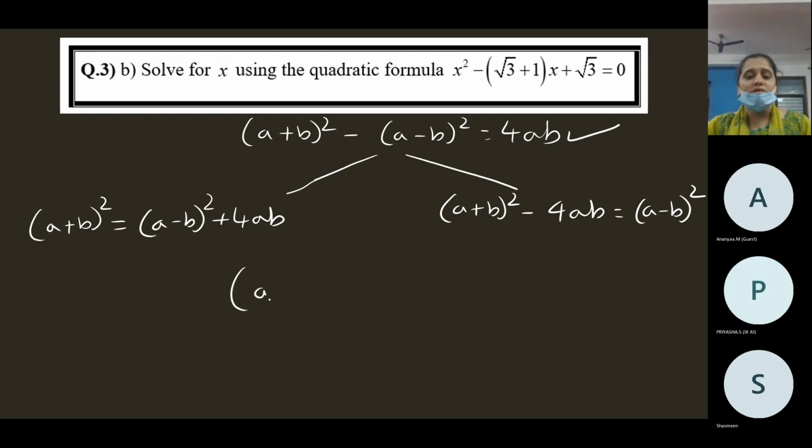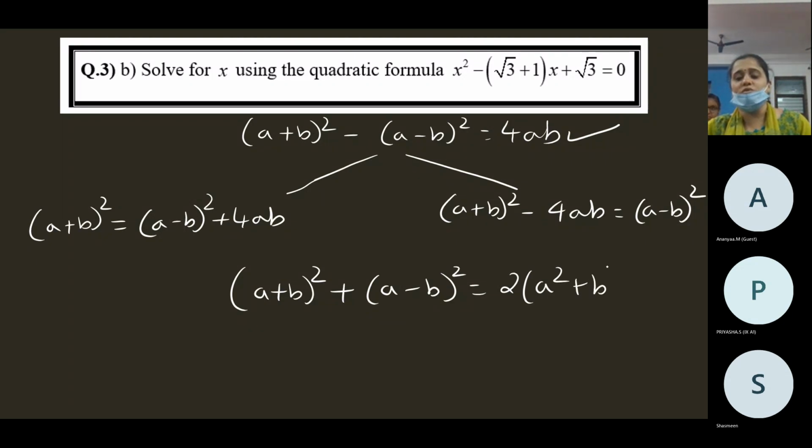The other one is a plus b the whole square plus a minus b the whole square is equal to 2 of a square plus b square. These identities we have used extensively in the chapter polynomials. In the chapter polynomials, we've used these identities.